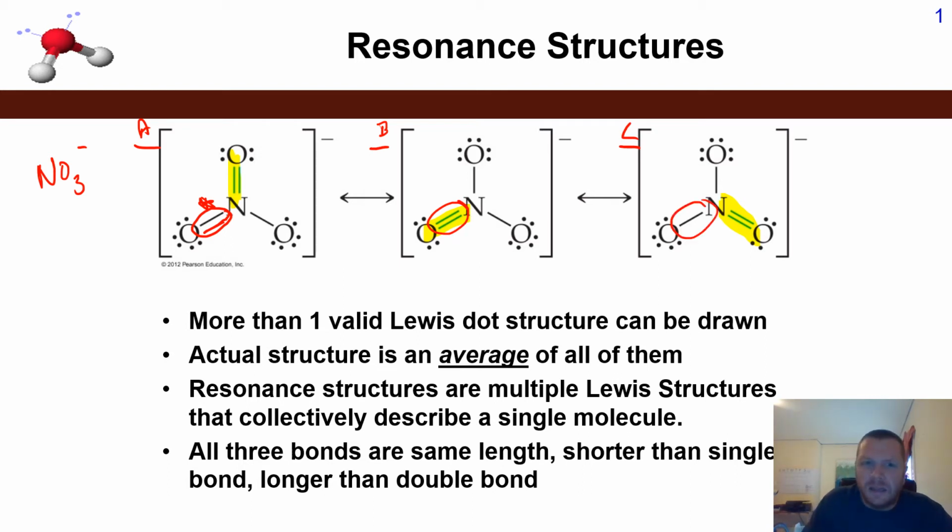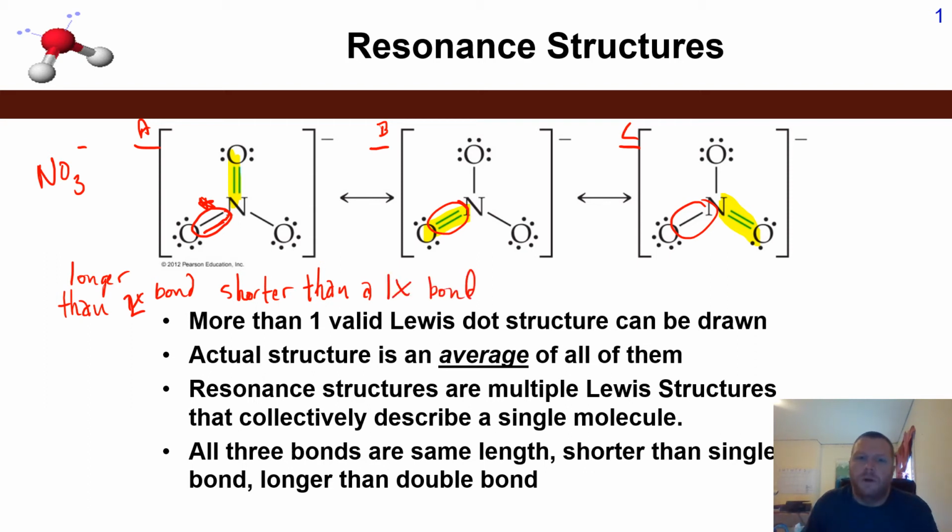So what that means is that this bond between this nitrogen and this oxygen in that 8 o'clock position, well, that is not a single bond and that is not a double bond. Instead, it is longer than a double bond and shorter than a single bond. So it's the average of all of those bonds.